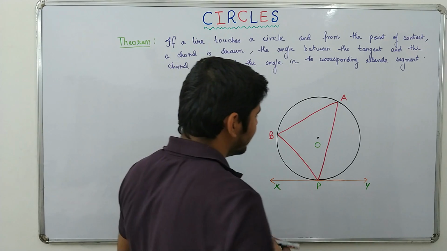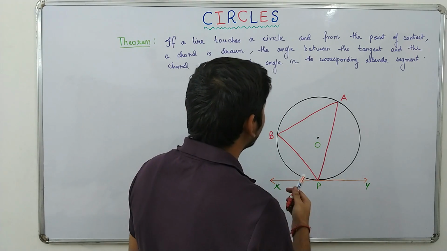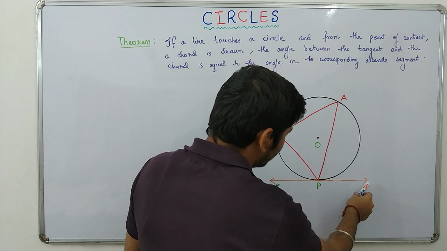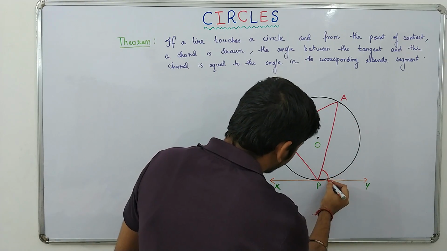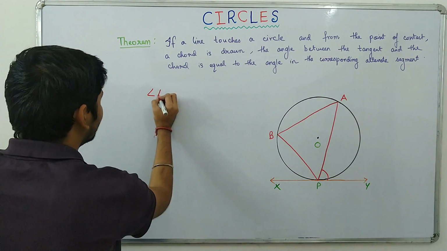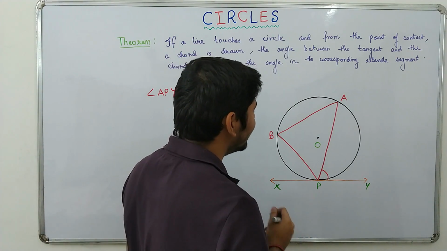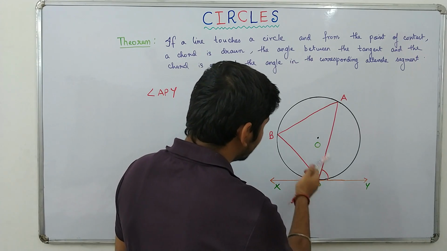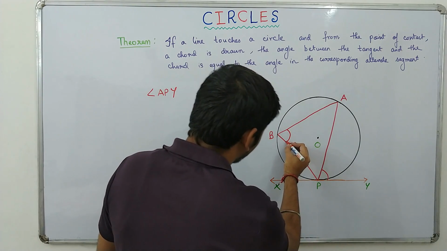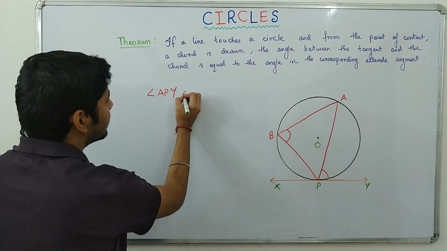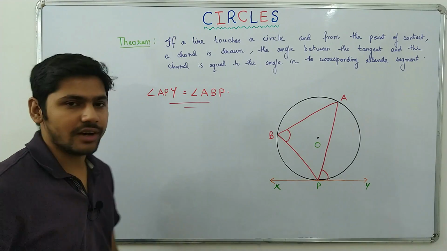Then according to the theorem, the angle between the tangent and the chord will be equal to the angle in the corresponding alternate segment. So basically we will have the angle between the tangent and the chord, this angle over here, that means angle APY. This will be equal to the angle in the corresponding alternate segment. The corresponding alternate segment is this segment, so this angle will be equal to this angle. That means angle APY will be equal to angle ABP. So this is what this theorem is trying to say.